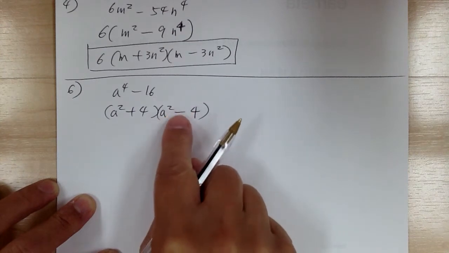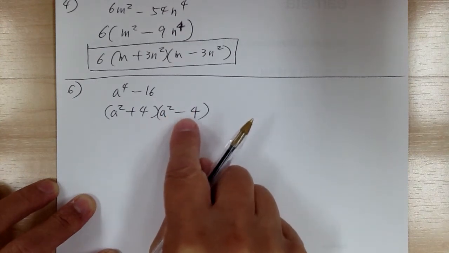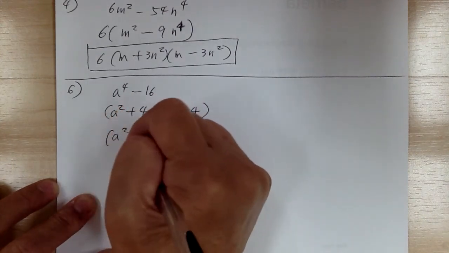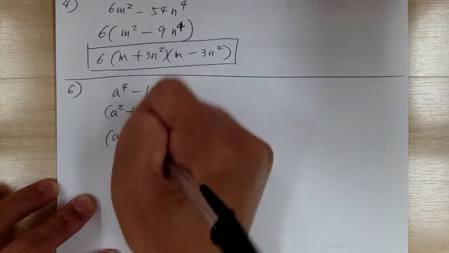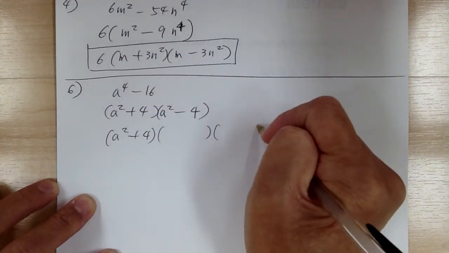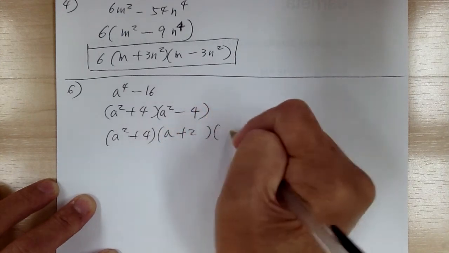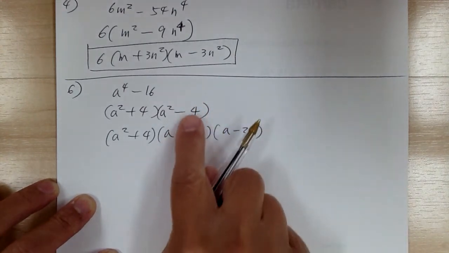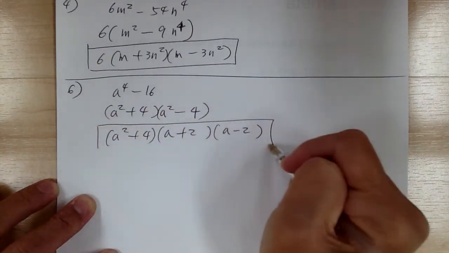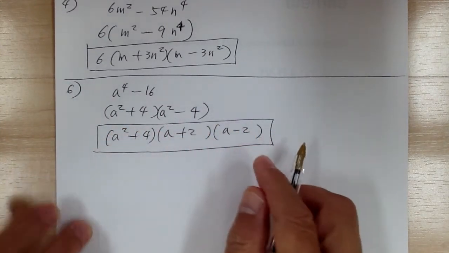Now, when you have a square, you have to keep checking. Notice this is a difference of squares again. That's why you always put a plus first, so you can line up. Now this one, you can do one more time. So it'll be a plus 2, a minus 2. Again, difference of squares. Make sure you know how to break into conjugates.